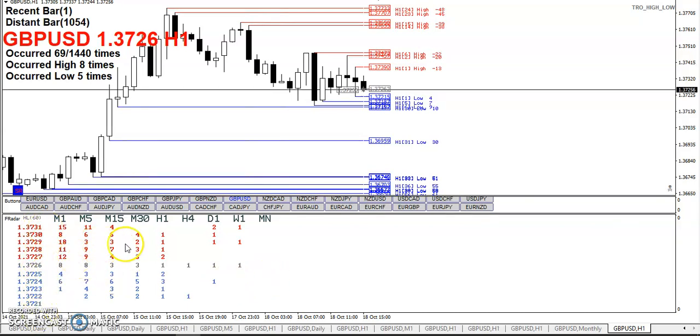So you can see if there's more highs here than the lows here, well, chances are price is probably going to go down, and vice versa. If there's more lows than highs, chances are price is going to go up.